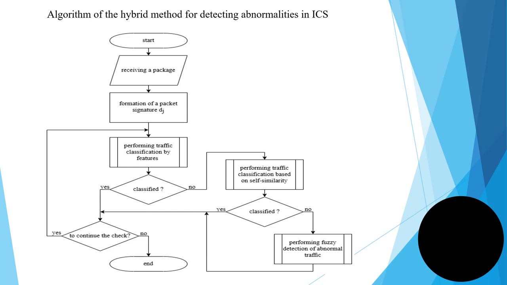Step 9: Perform the traffic classification method based on self-similarity. If the signature is classified, you go to step 7. Otherwise, you go to step 10. Step 10: Performing a fuzzy method for detecting abnormal traffic. Go to step 7. The result of the work is an unambiguous classification of signatures as allowed or abnormal.